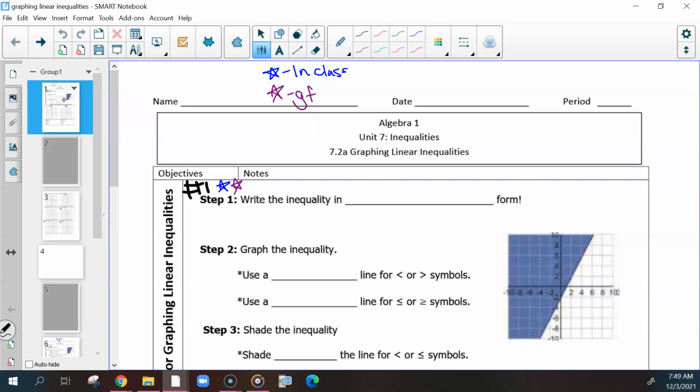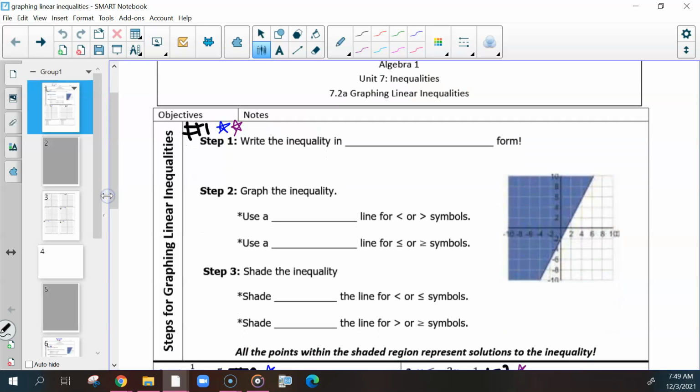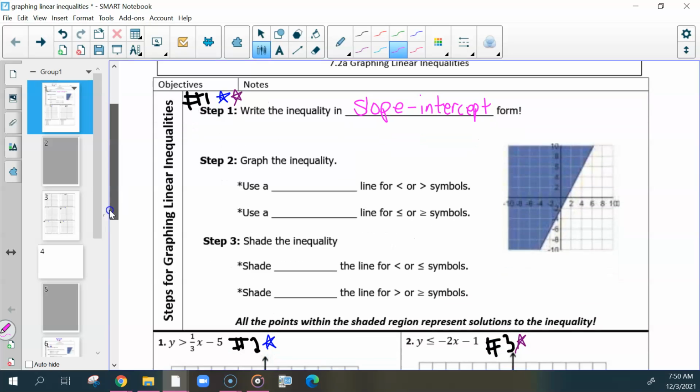In order to graph an inequality, you need to know the rules on how to do so. If it's not in slope-intercept form, you need to write it in slope-intercept form. So that's kind of the same as a regular equation. And then we graph the inequality like normal. Plot the y-intercept, find your slope, plot as many slope points as possible. But before you connect the dots to make a line, this is where the inequality specifics come in.